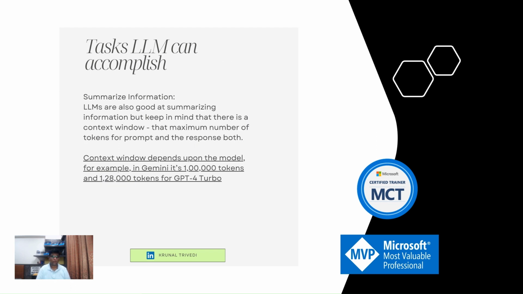Third, summarize information. LLMs are also good at summarizing information, but keep in mind that there is a context window. What is a context window? It is the maximum number of tokens for the prompt and the response both. Context window depends upon the model. For example, in Gemini, it is 1 lakh tokens, and for GPT-4 Turbo, it can have up to 1,28,000 tokens.